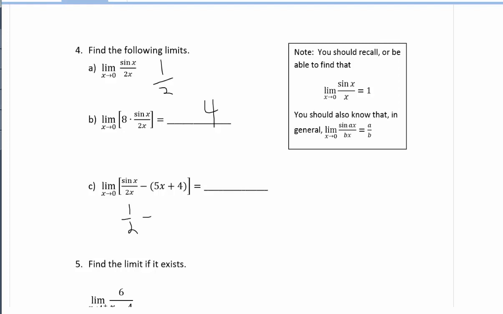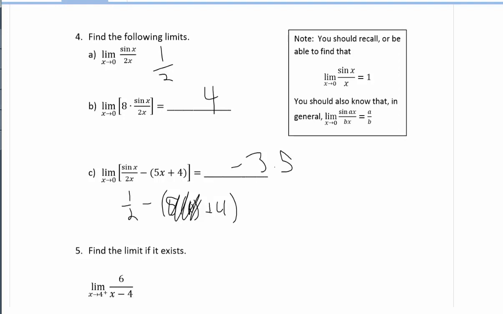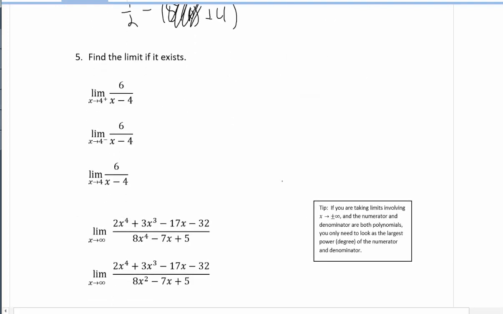now I'm going to plug 0 into these other things. So 5 times 0 is just 0, and then plus 4. So the thing is, this just goes to 0 when you plug in 0, because you can plug it into this little linear function part. And then you have 1/2 minus 4. Be careful, the negative does apply to the 4, which gives you negative 3.5. That's the limit there. All right, let's do some other quick ones about finding the limit if it exists.